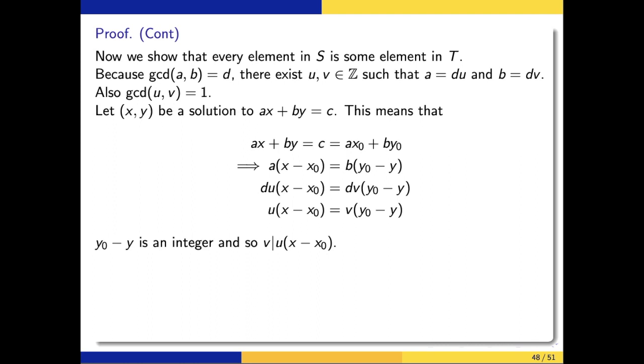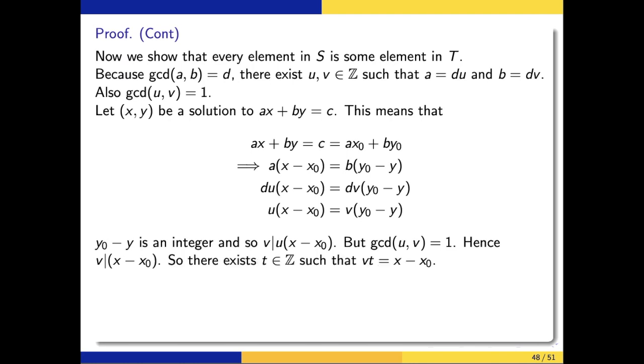Now y naught minus y is an integer, and this means that v divides the quantity u times x minus x naught. Also, the GCD of u and v is 1, so that means that v divides x minus x naught. In other words, there exists an integer t such that vt is equal to x minus x naught. Thus, x is equal to x naught plus vt, which equals x naught plus b upon d times t.